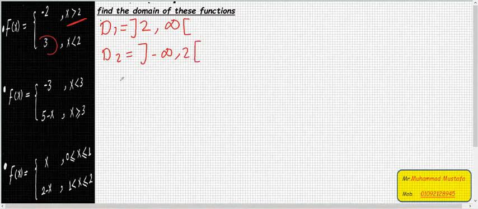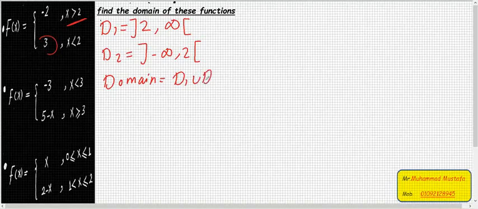To find the domain of the whole function, we find D1 union D2. D1 union D2 is from negative infinity to 2 and from 2 to infinity. We have all real numbers except number 2. The domain here is all real numbers except 2.